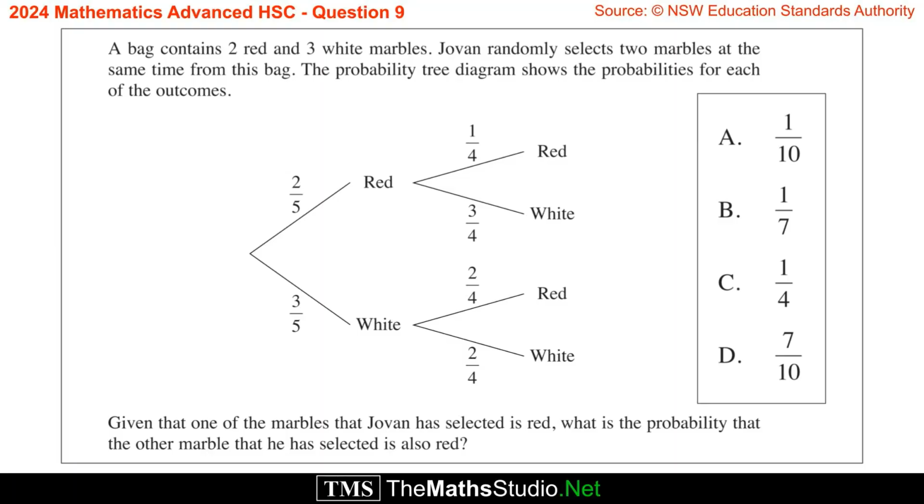Question 9. A bag contains 2 red and 3 white marbles. Jovan randomly selects 2 marbles at the same time from this bag. The probability tree diagram shows the probabilities for each of the outcomes. Given that one of the marbles that Jovan has selected is red, what is the probability that the other marble that he has selected is also red?